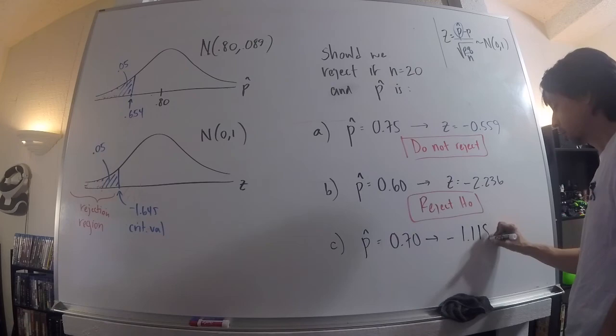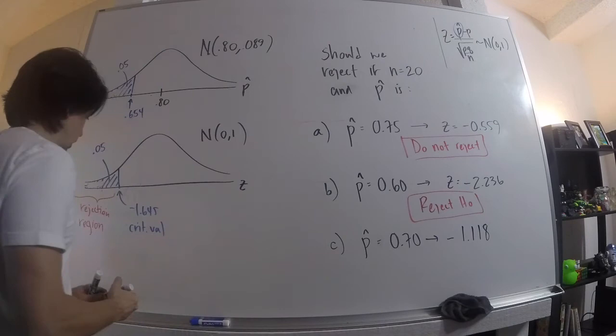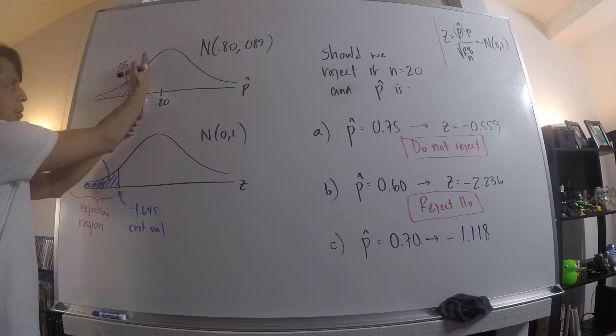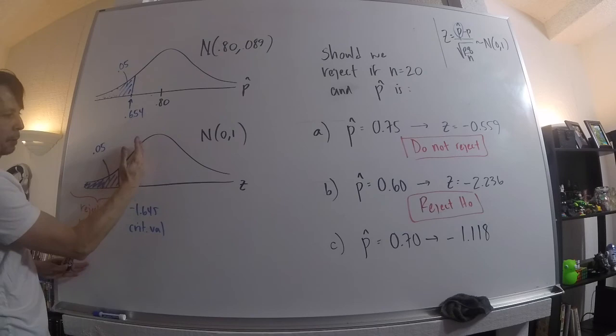-1.118. Are we going to reject based on that? I could find a p-value on that and use that, but I can also see if it's in the rejection region. Is it? I can look at this one if I have it. 0.70 is to the right. Nope, my p-value will be bigger than 0.05. I can look at this, negative 1.118 will be about there. Nope, I'm not going to reject. That's not enough evidence.